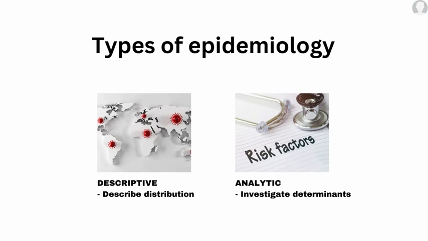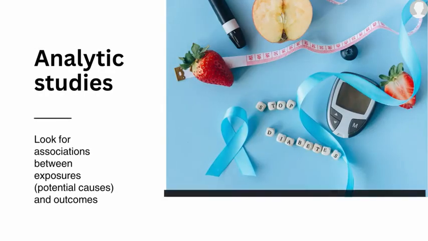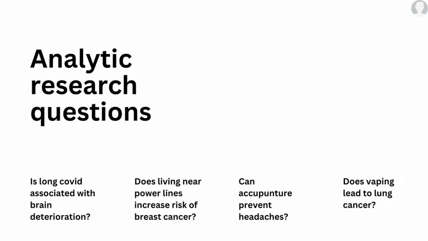The second type or function of epidemiology is analytic, with the purpose of investigating the determinants or potential causes of health and disease. The way that analytic studies find out if something is a determinant is by looking for associations between these potential determinants, also known as exposures, and outcomes. Here are some examples of analytic research questions. Each question has 2 health issues. We call these issues variables. There's an exposure variable and an outcome variable.